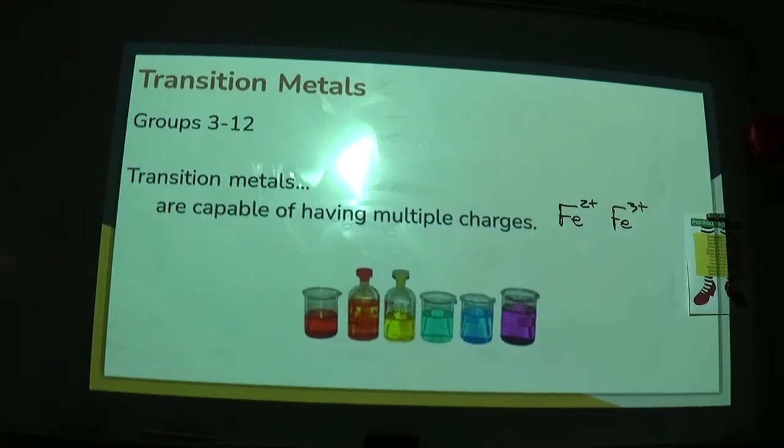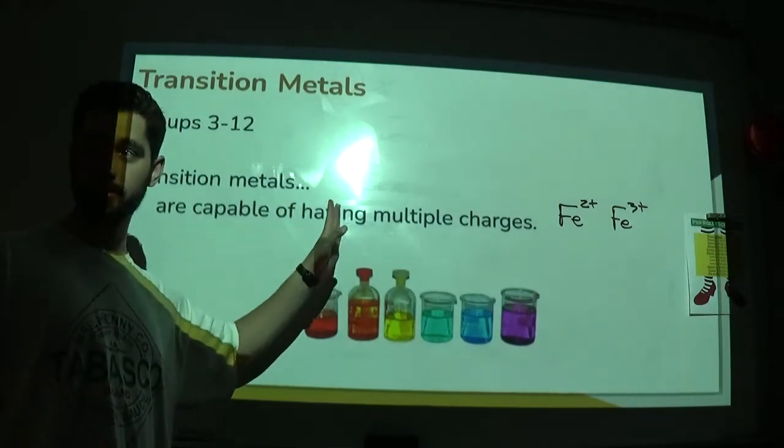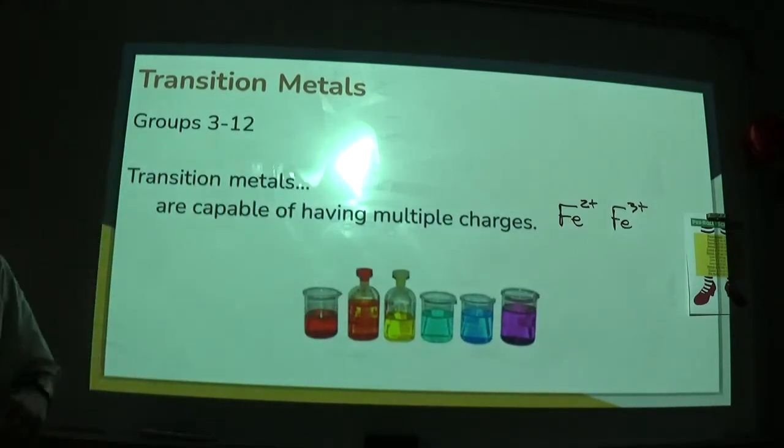So I can't put a periodic table up here and say these elements make this charge and these make that charge in the transition metals. It just depends on the element. So it's more complex.